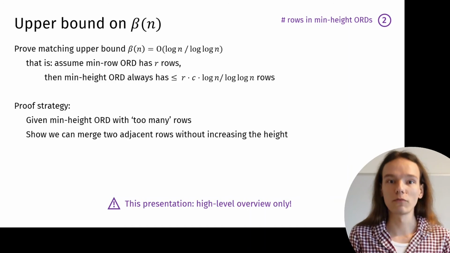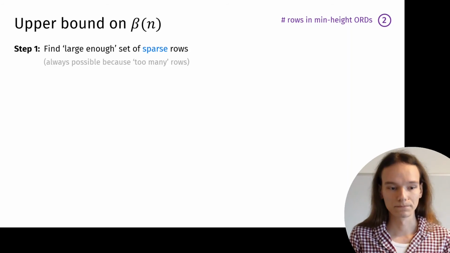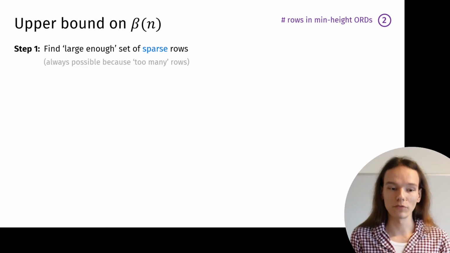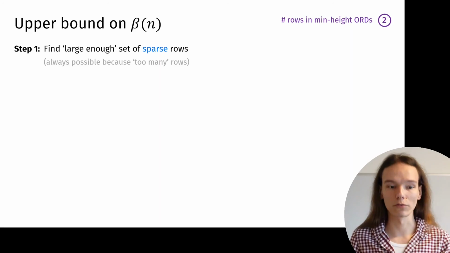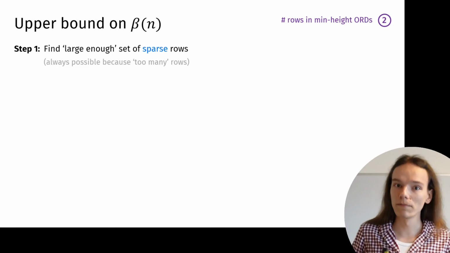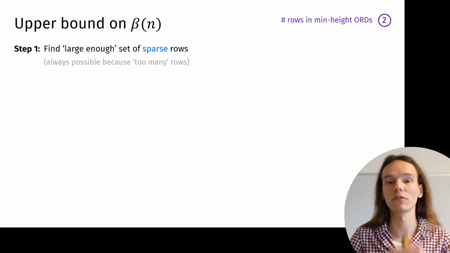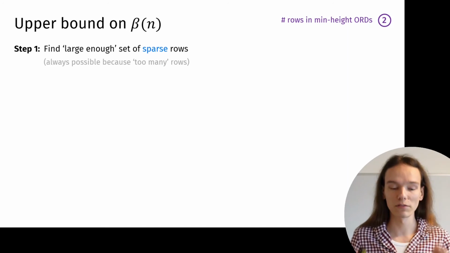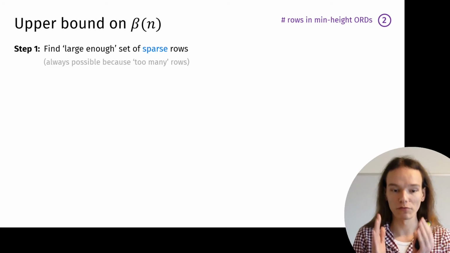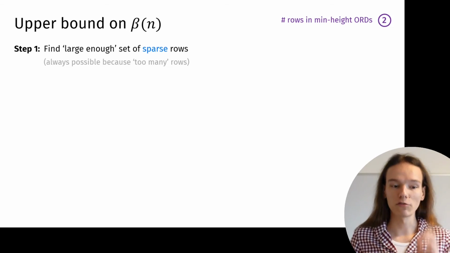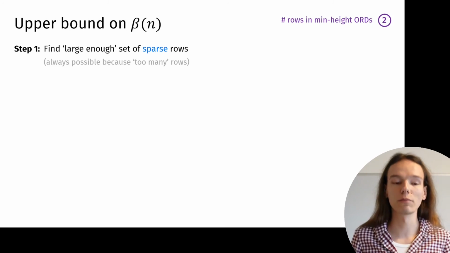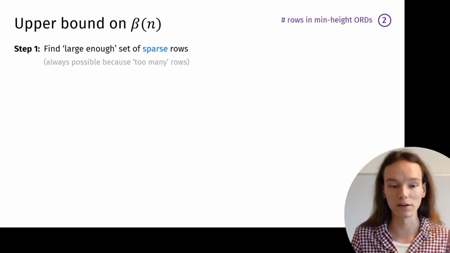I can warn you beforehand, this is going to be a very high level overview only. Again, the complete details are given in the paper. So given this drawing, we want to merge 2 rows. The first thing we're going to do is find a large enough set of adjacent sparse rows. Sparse rows are simply rows that do not have too much of their width occupied by blocks. And this set of sparse rows always exists, because we have too many rows.